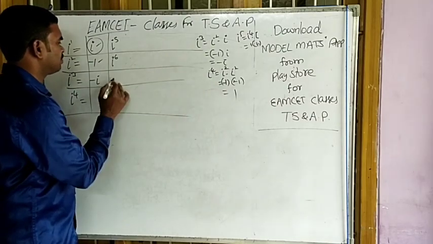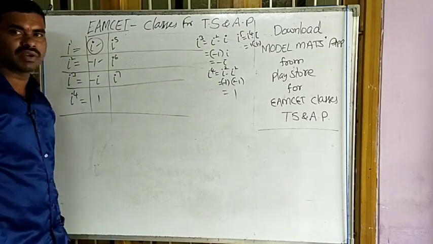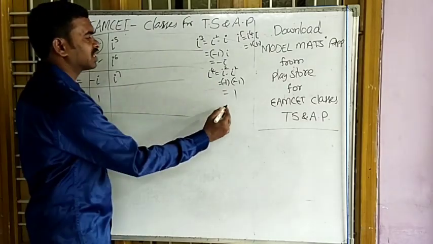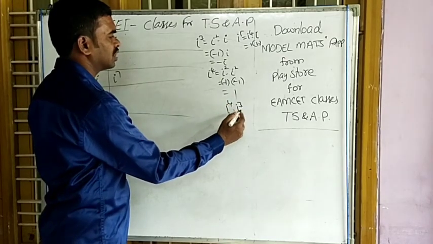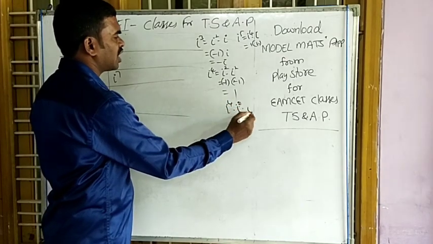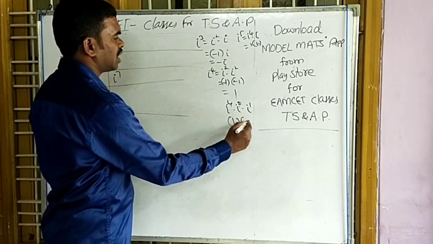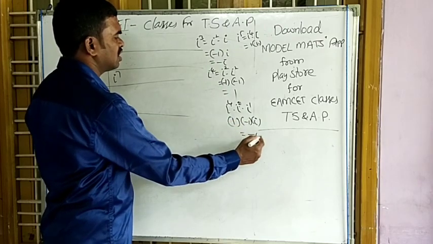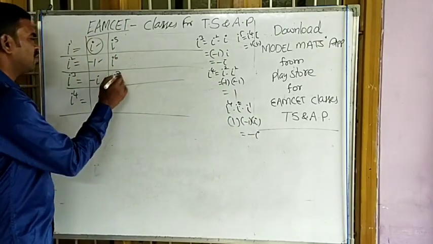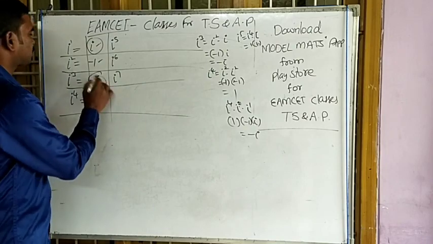i power 7 also similarly: i power 4 into i power 3, or i power 4 into i power 3, or i power 2 into i power 1. So 1 into minus 1 into i. So what is the answer? Minus i. Okay, i power 7 means also minus i.